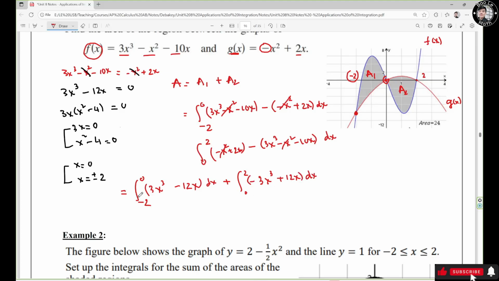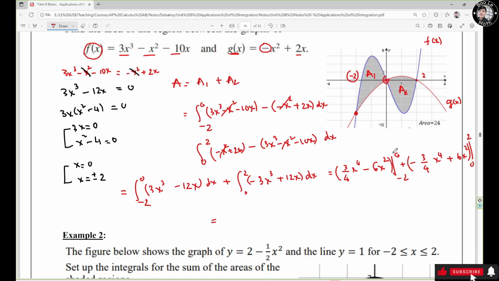Alright, now I'm going to take the antiderivative of this one. It's going to be 3 over 4 s to the power 4, minus 12s squared over 2, which is 6s squared, evaluated from negative 2 to 0. Now take the antiderivative of the second one, it's going to be negative 3 over 4 s to the 4, plus 6s squared, evaluated from 0 to 2.